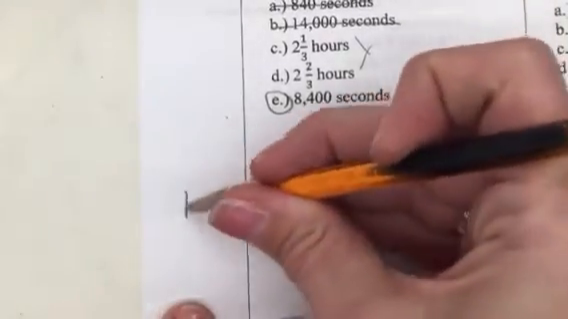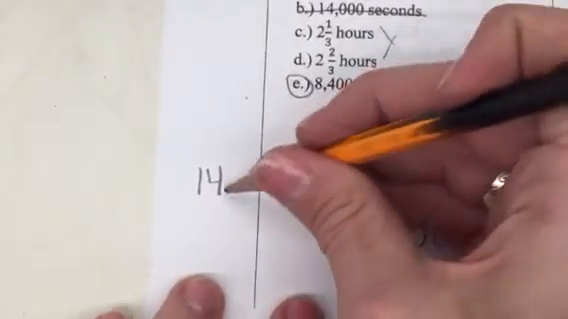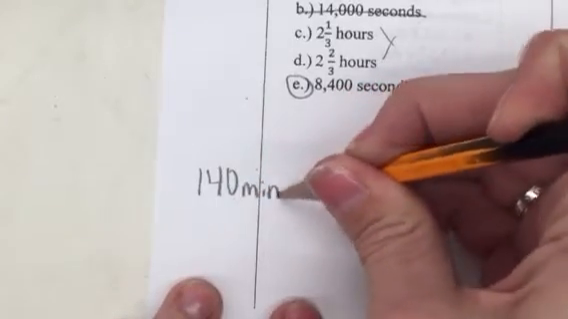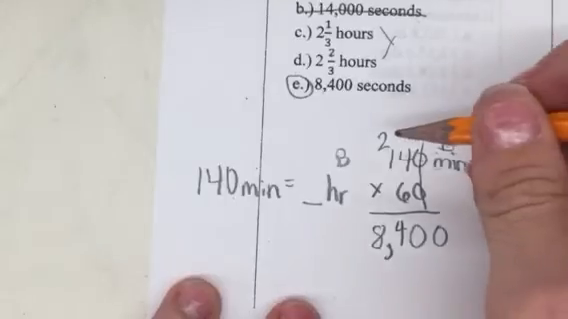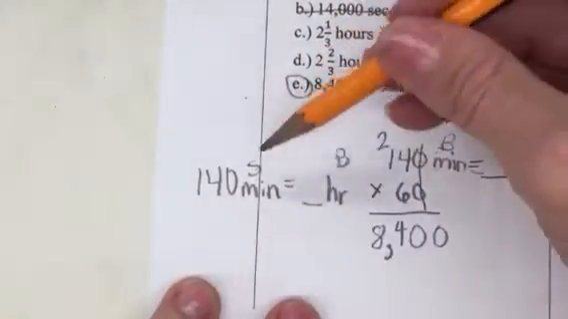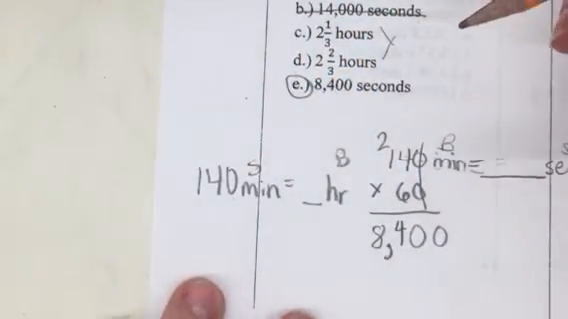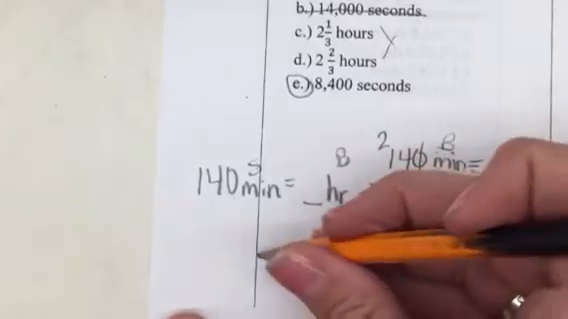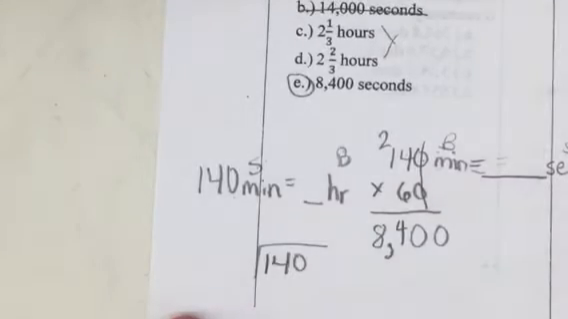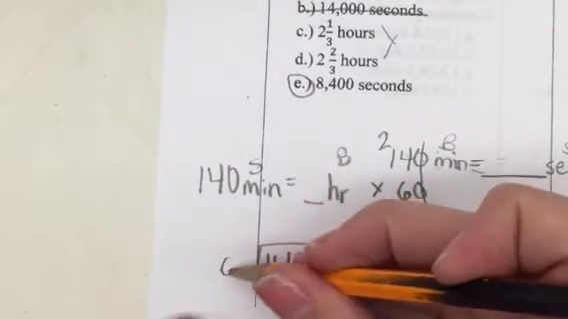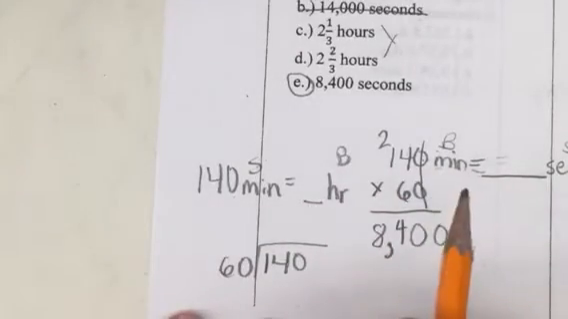So when I'm going from 140 minutes into hours, I know that hours is my bigger unit. So I'm going small to big. So silly babies dancing, I am going to be dividing 140 minutes, and I need to look at my reference sheet to see how many minutes are in 1 hour. And you should see that 60 minutes are in an hour.